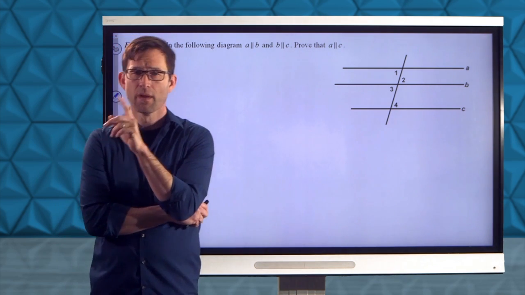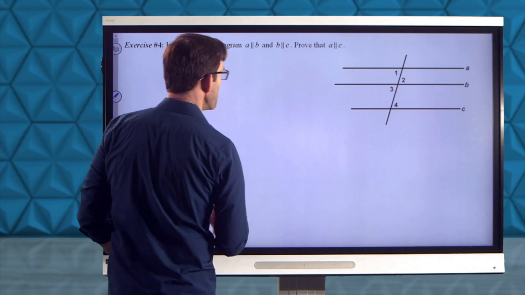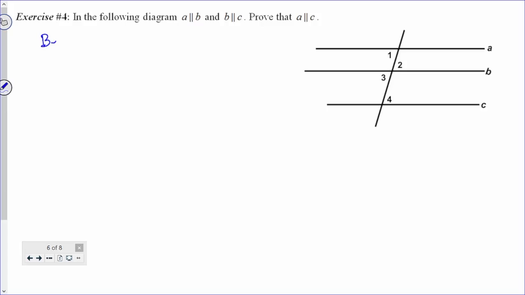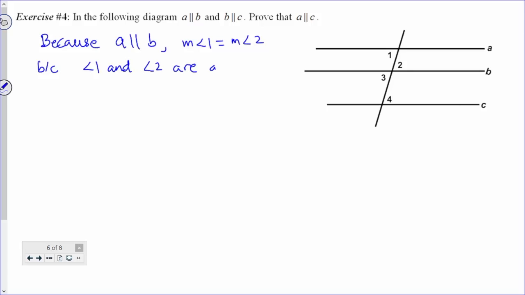All right, let's go through the argument. Now remember, we start by knowing that A is parallel to B. So I'm going to say, because A is parallel to B, measure of angle 1 equals the measure of angle 2 because, in fact, I'm going to start to abbreviate the word because with B/C, because angle 1 and angle 2 are alternate interior angles. All right, so that's easy enough.